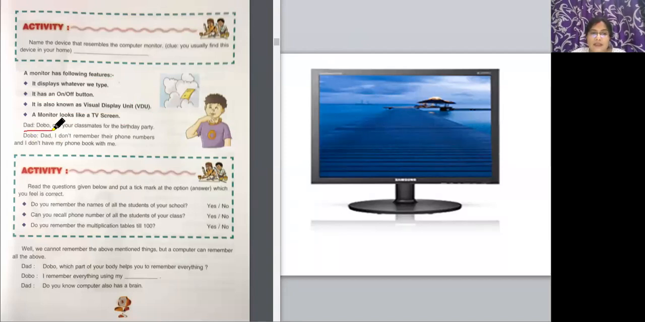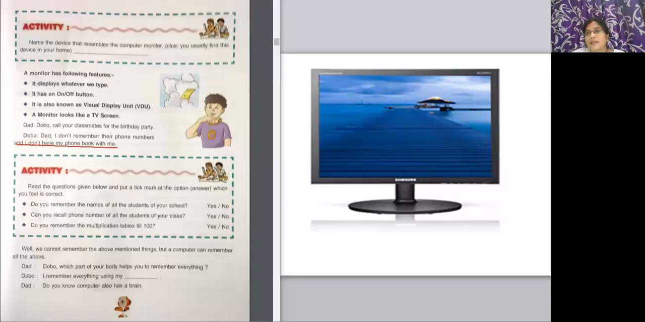Dad said to Dobo, call your classmates for the birthday party. Dobo said, Dad, I don't remember their phone numbers. I don't have my phone book with me. Have you faced the same problem Dobo is facing? Do you remember all the phone numbers of all your friends? No, right? Even I don't. So we are dependent on the mobile phone, on our contact list.